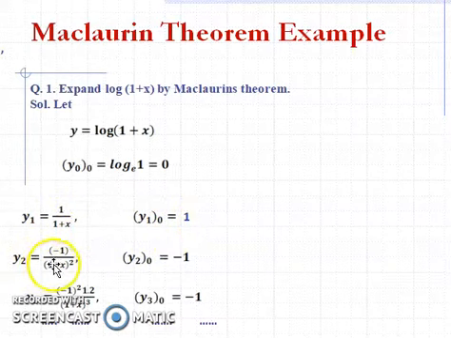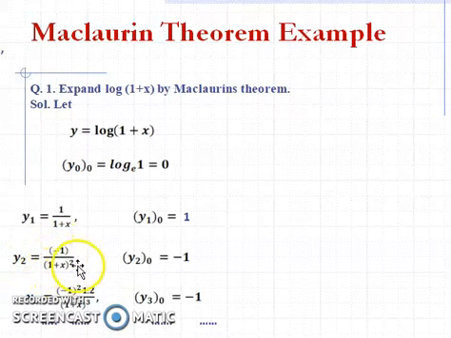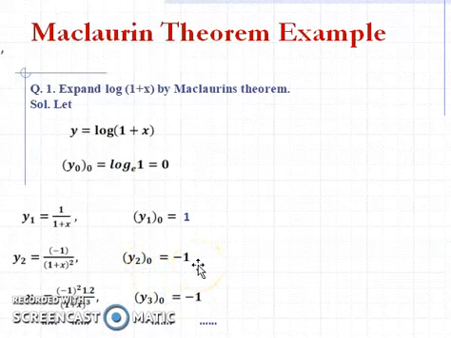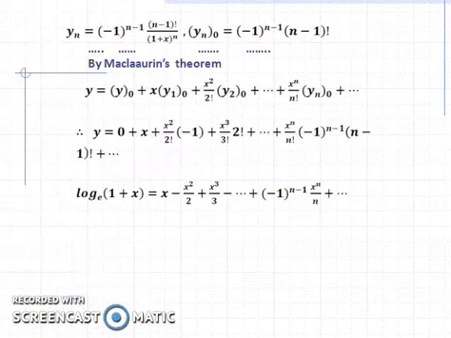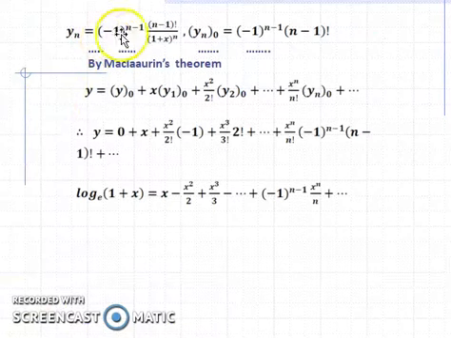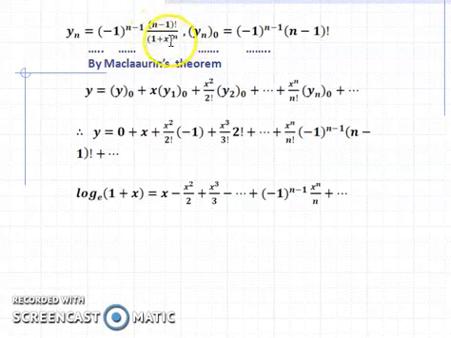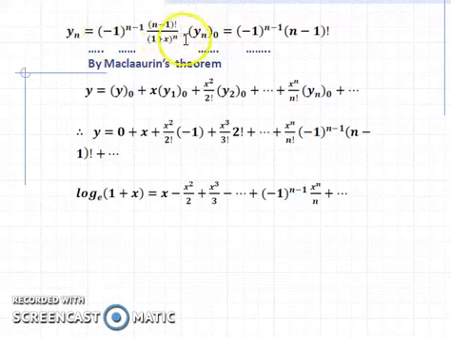Similarly, y2 equals −1/(1+x)², y2(0) equals −1, and y3(0) equals 2, and similarly so on. The nth order is (−1)^(n−1) (n−1)! / (1+x)^n, and after substituting x = 0, yn(0) equals (−1)^(n−1) (n−1)!.